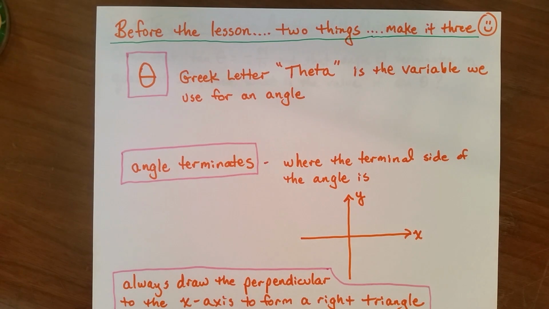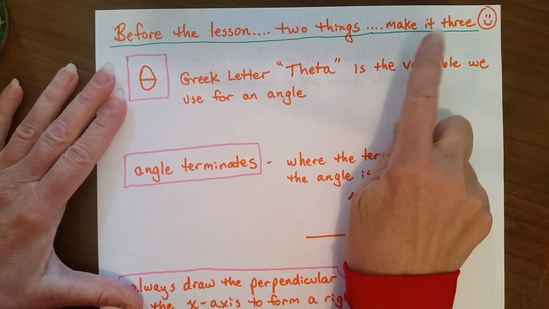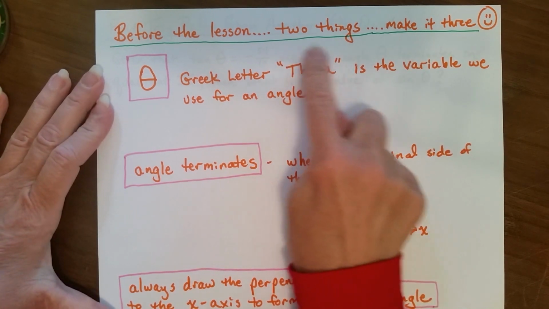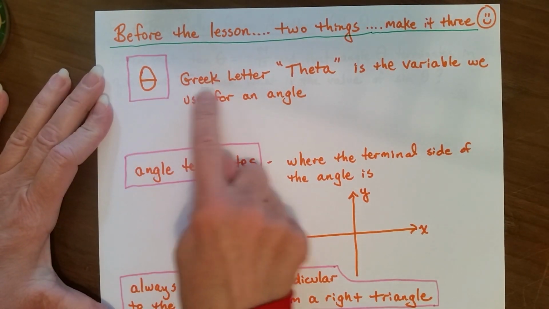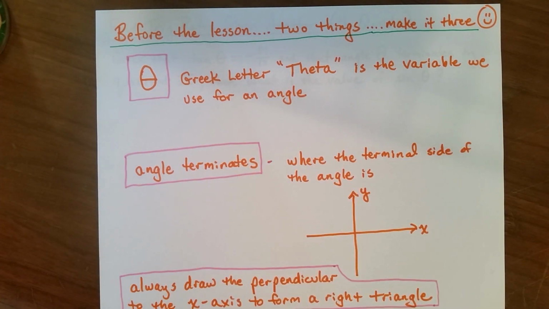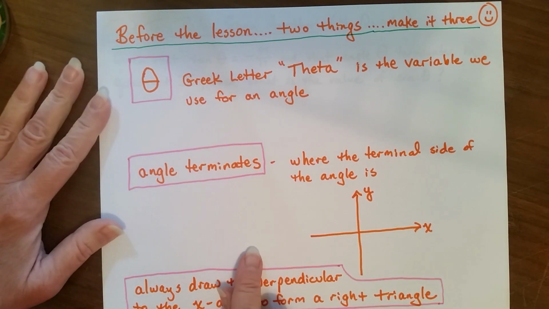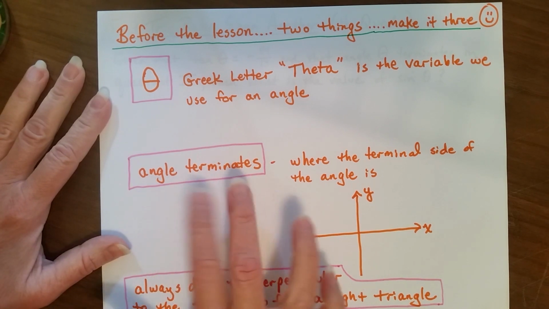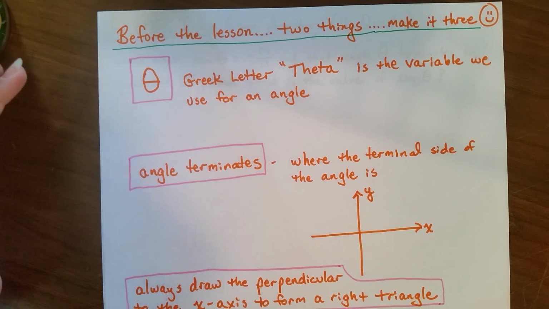Okay. Before the lesson, I just want to bring out a couple of things. And then actually I thought, ooh, we're going to make it 3. I thought there were 2 things, but let's make it 3. First of all, theta, Greek letter theta, is the variable we use for an angle. Just like we use x a lot in algebraic equations, we use theta for the variable angle measure. Now, when it talks about how an angle terminates, that means where the terminal side of the angle is.